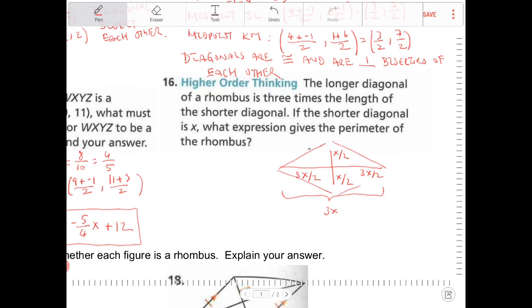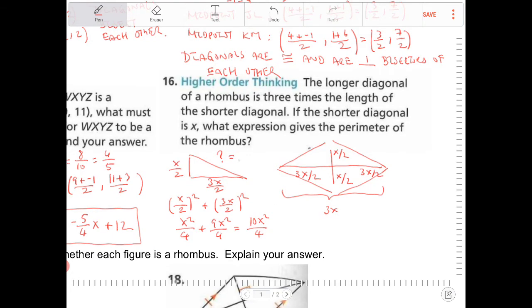We're going to apply the Pythagorean theorem here. So if I'm dealing with a triangle where I have x over 2, and this is 3x over 2, I've got to find out what that is. So it's x over 2 squared plus 3x over 2 squared. And this is x squared over 4 plus 9x squared over 4, and this comes out to 10x squared over 4. And that question mark there is therefore equal to the square root of 10x squared over 4.